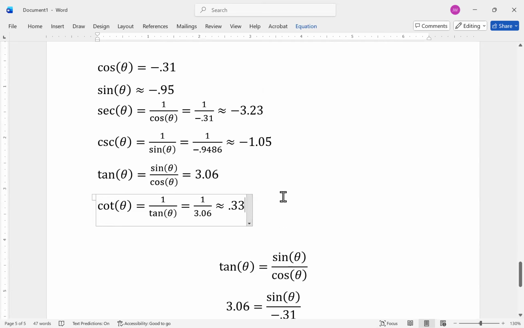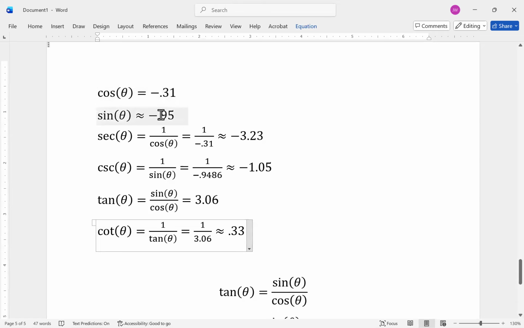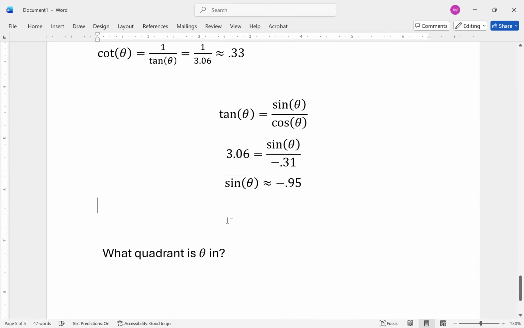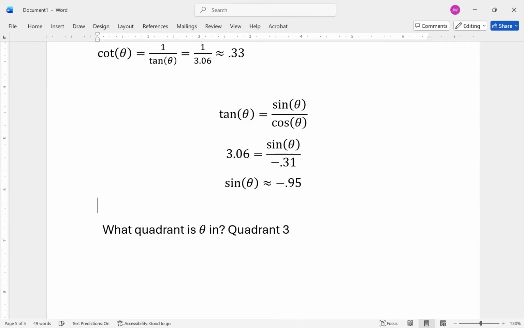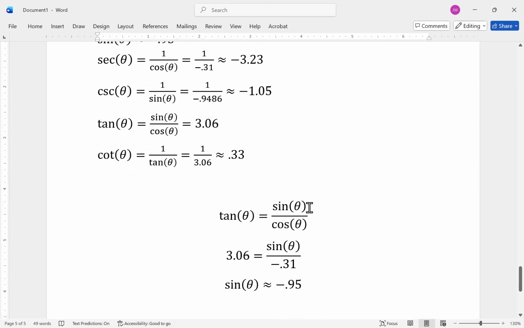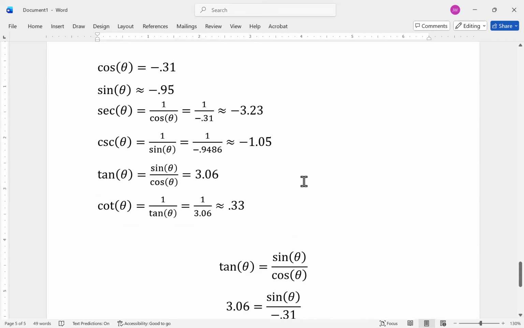By the way, if we're trying to figure out what quadrant we're in, I usually use the cosine and the sine. Cosine of theta is negative, sine of theta is negative. So that means we're going left and down, which means we're in quadrant 3. So theta is in quadrant 3. And that's it. We found all 6 trig function values. We found what quadrant theta is in, and we got approximations of all those numbers.